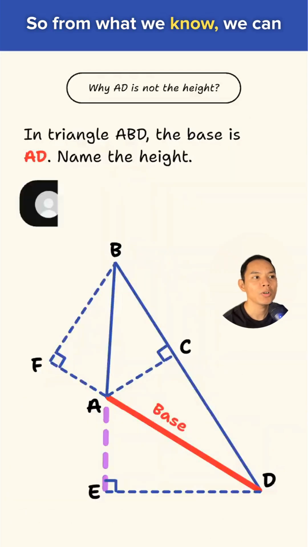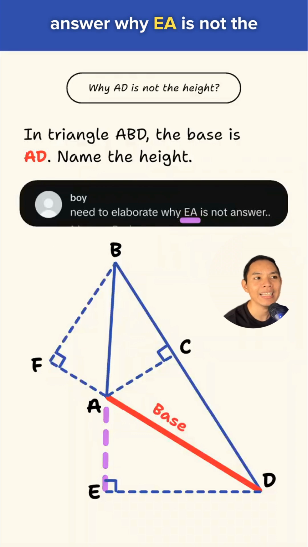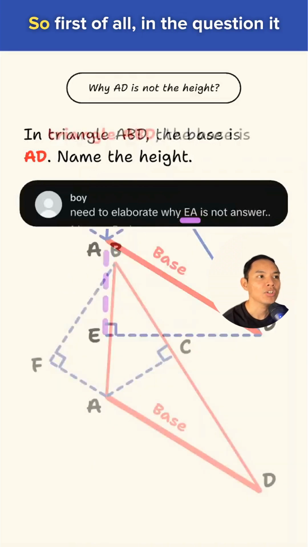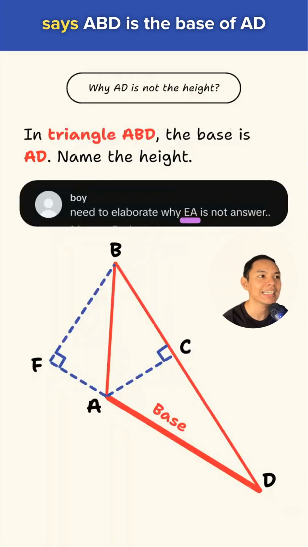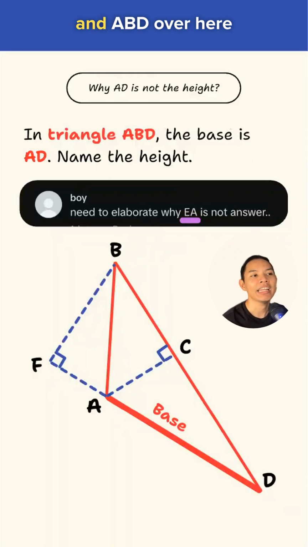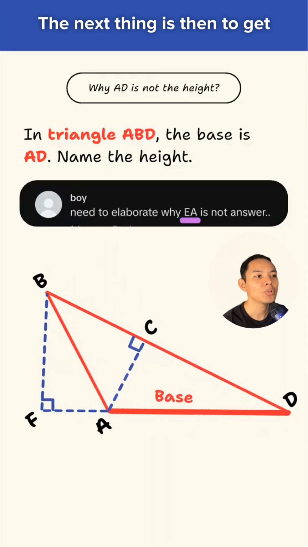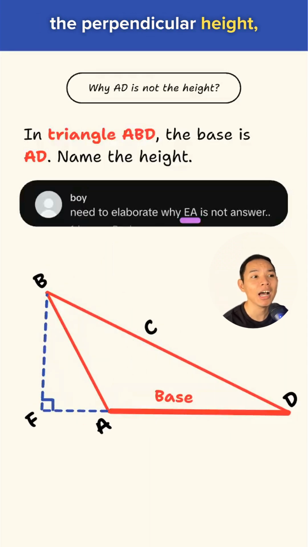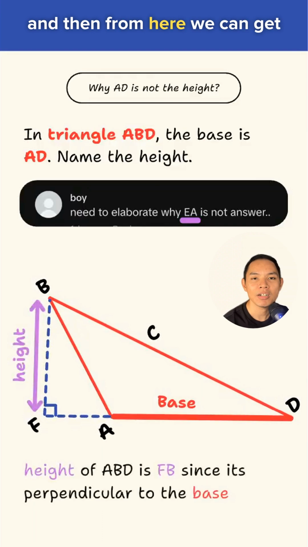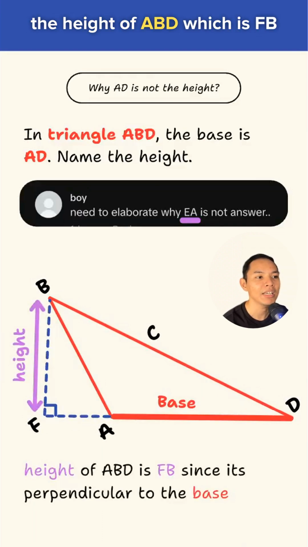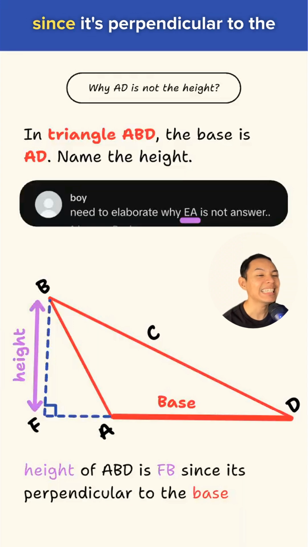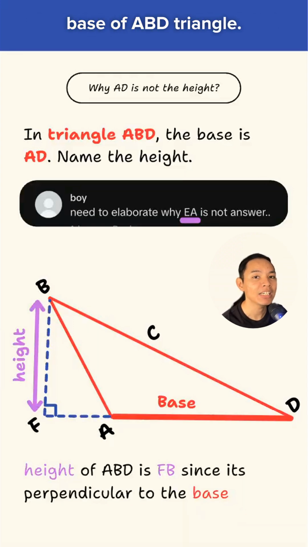From what we know, we can answer why EA is not the answer. First of all, the question says ABD has the base AD, and ABD over here does not have the line EA. The next thing is to get the perpendicular height, and from here we can get the height of ABD, which is FB, since it's perpendicular to the base of the ABD triangle.